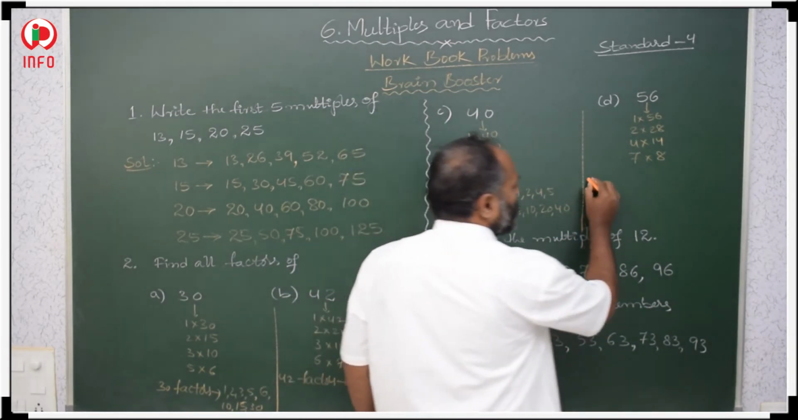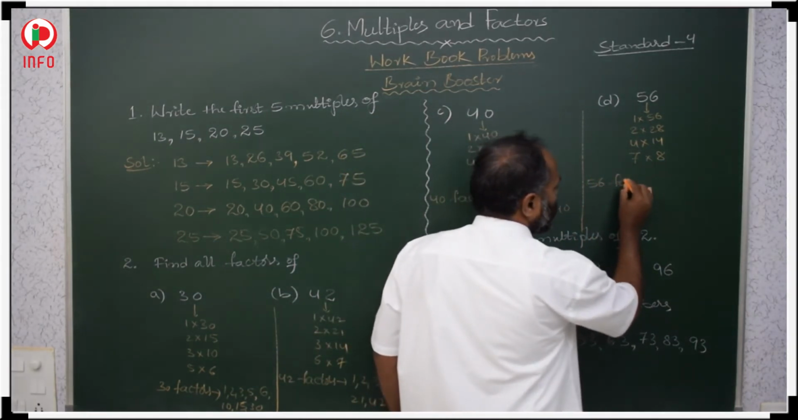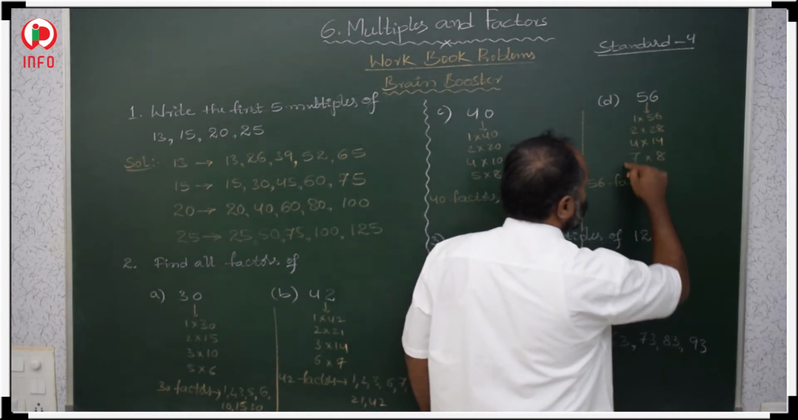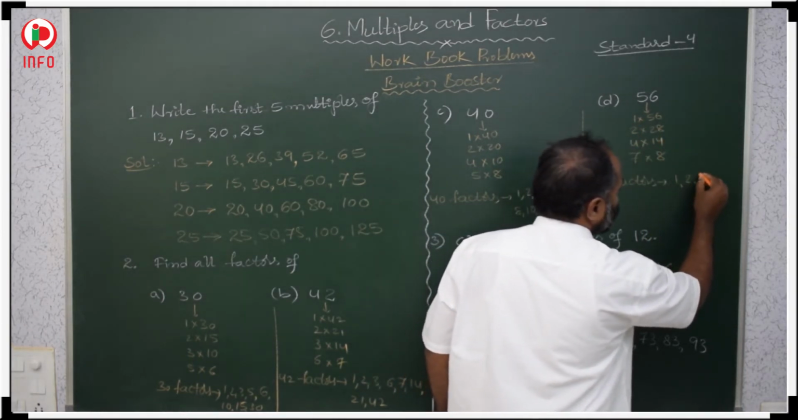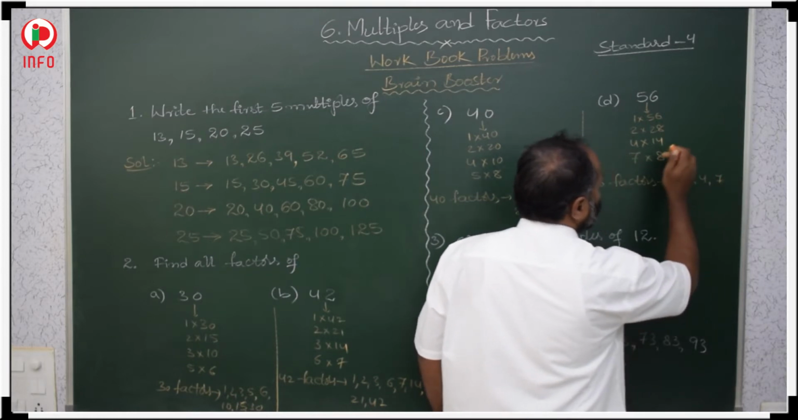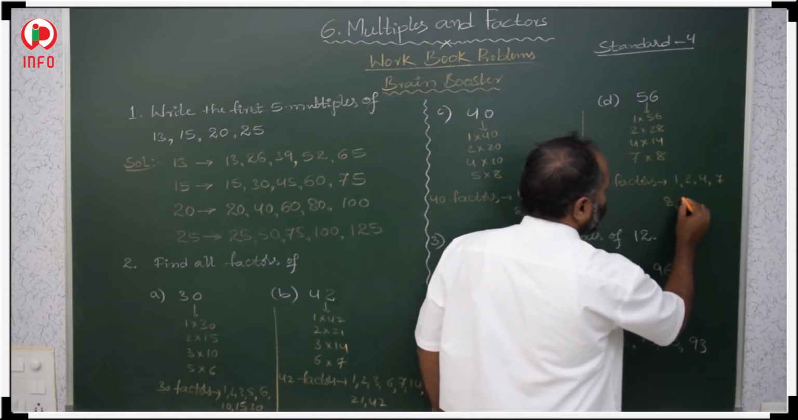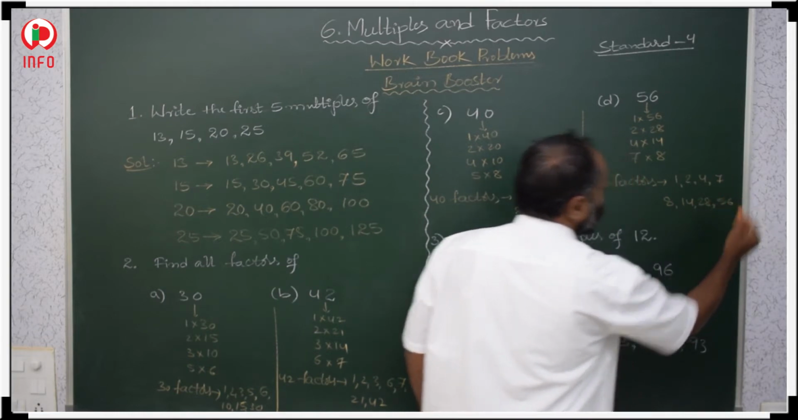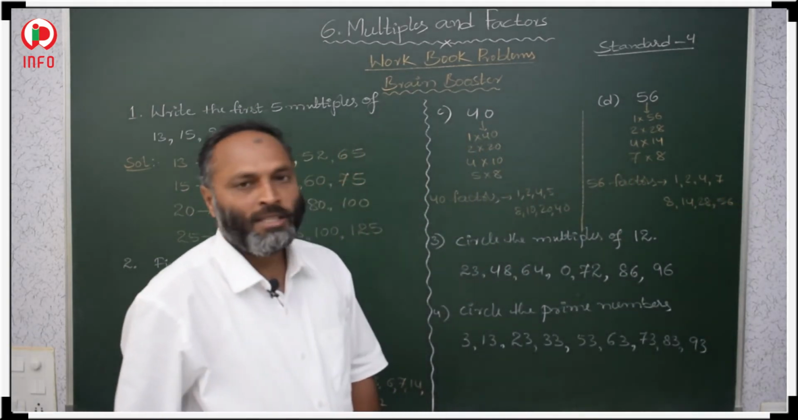Then 56 factors: 1, 2, 4, 7, 8, 14, 28, 56. These all are the factors of 56.